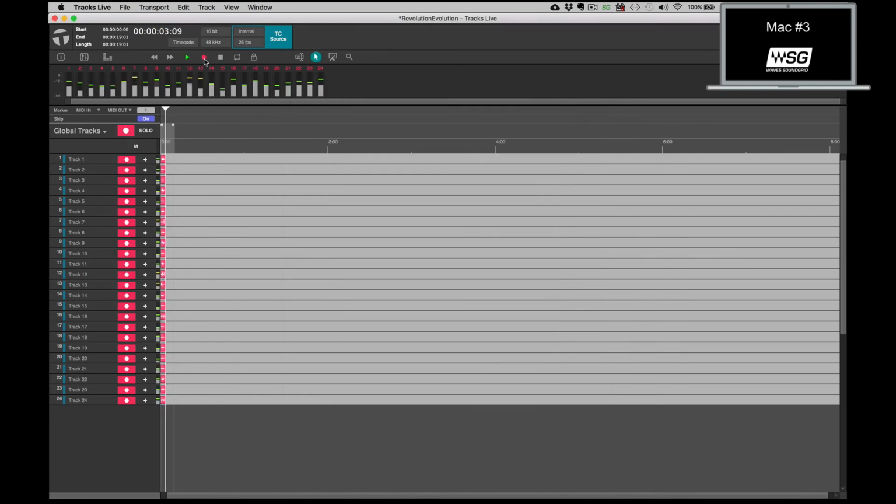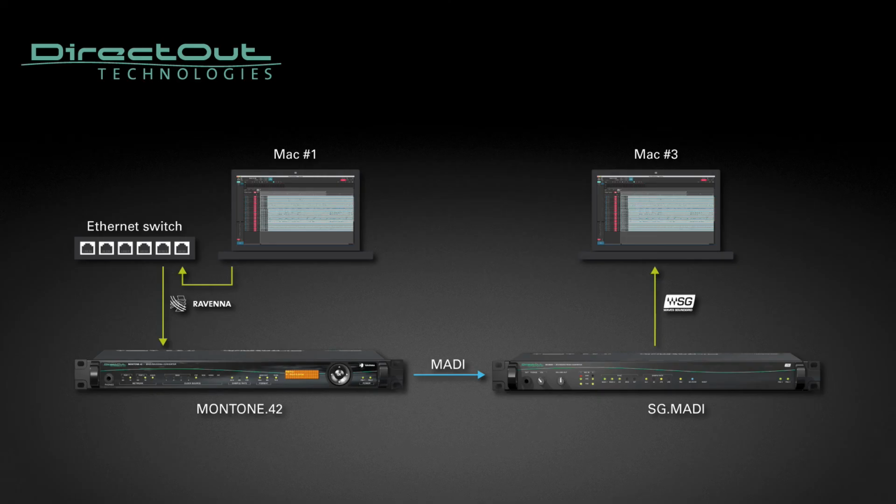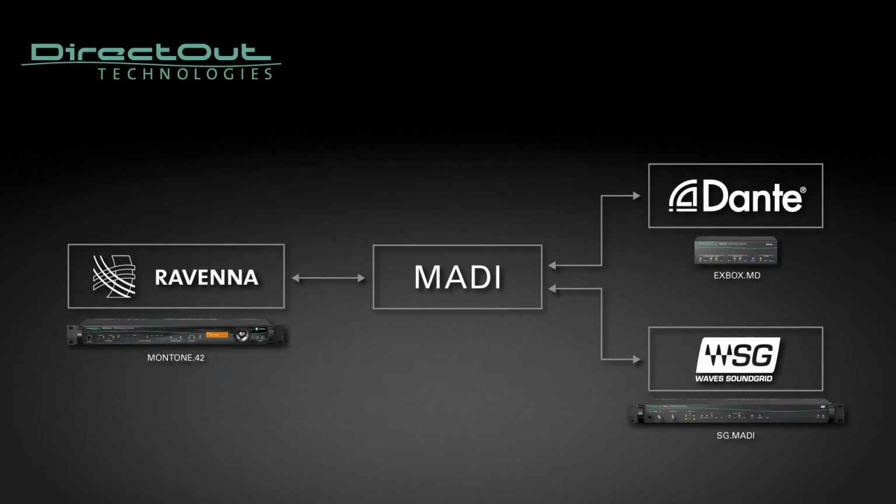We have completed the third conversion example, from RAVENNA AES67 to MADI and from MADI to SoundGrid. Thanks to the bidirectional capabilities of the 3 converters and the common interface represented by their MADI connections, any conversion is easy to achieve between RAVENNA, AES67, Dante and SoundGrid.